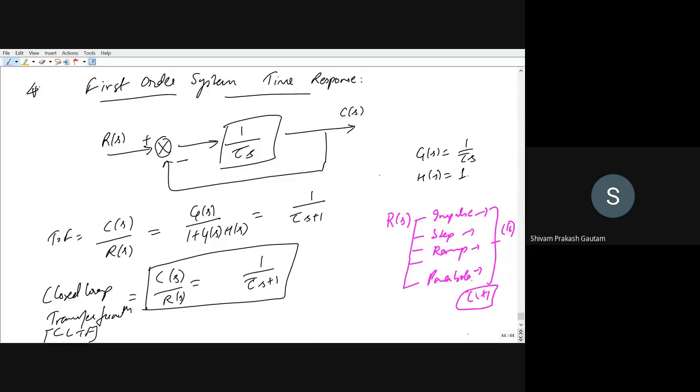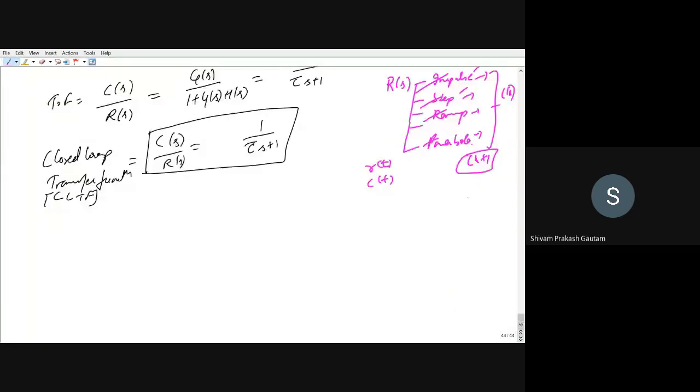Once we calculate C of t, we will try to plot a graph of R of t, that is input. We all know what is impulse function, step function, ramp function, and parabola in time domain. Then we will also draw the graph for C of t, that is output, right? Why we are doing this in time? Because we are doing the time response, or you can also say time domain analysis. So for first two cases, that is impulse and step, we have already seen in our last class what will be the C(t). So I will just recollect. I will just write the results.